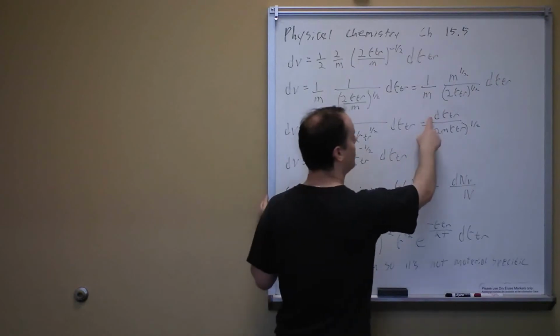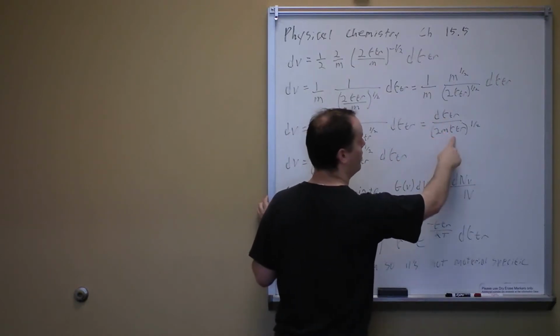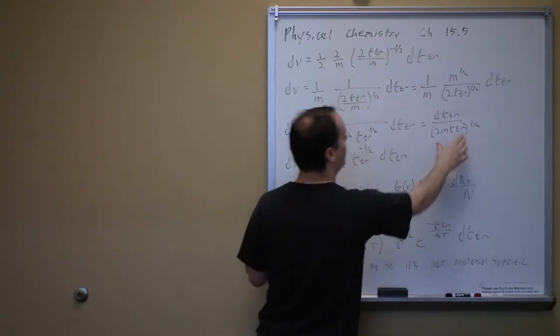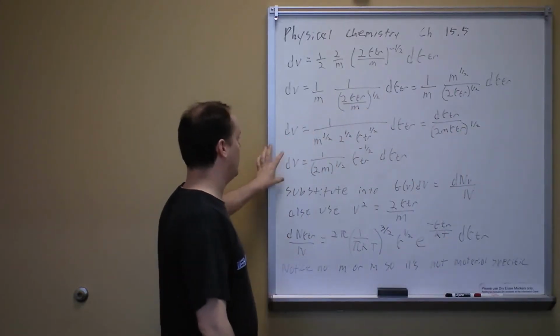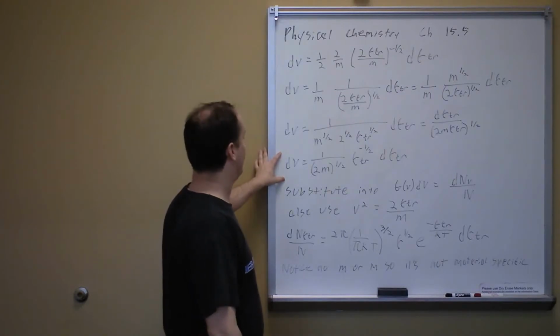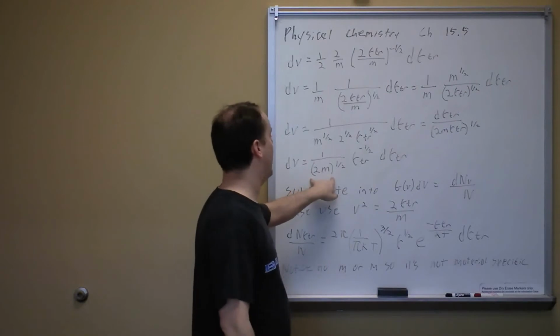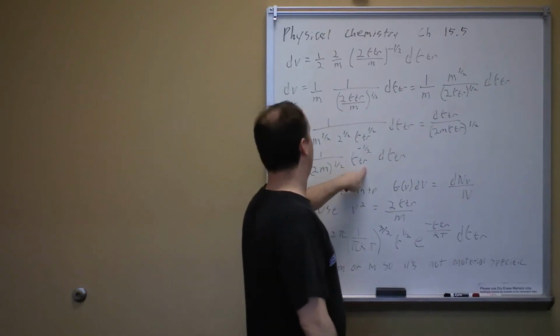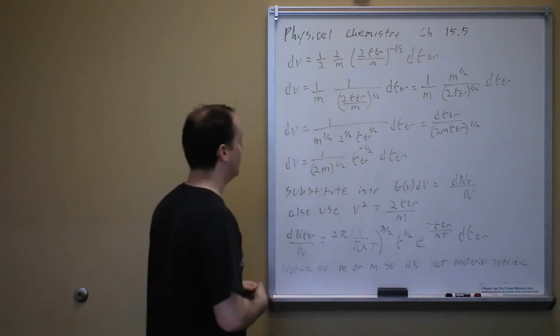Or we could also say it's equal to the differential of energy of translation over the square root of 2 times m times the energy of translation. The final form we want is actually this: the differential of speed is the square root of 1 over 2m, times the energy of translation to the minus 1/2, times the differential of energy of translation.